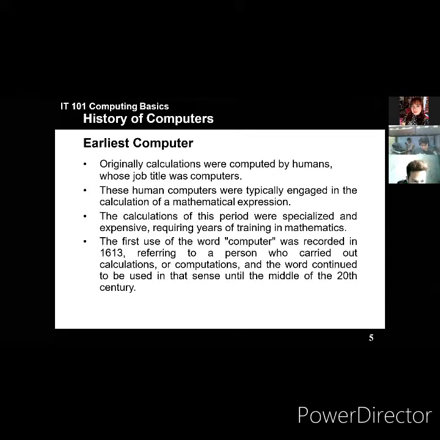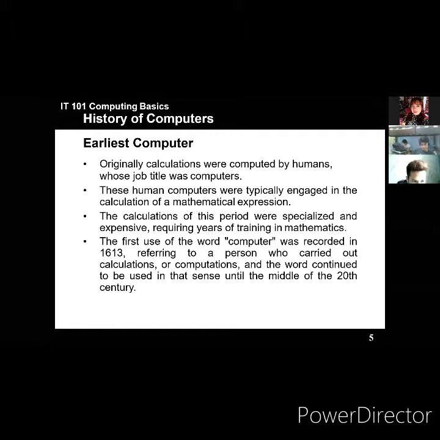So the earliest computer, originally calculations were computed by humans whose job title was computers. So I checked your assignment at nakita ko po yung inyong mga earliest computer. Okay, these human computers were typically engaged in the calculations of mathematical expressions. Kaya po nag-start tayo ng ating computer history with the word compute. So it means our developers are all mathematicians. So the calculations of this period were specialized and expensive, requiring years of training in mathematics.